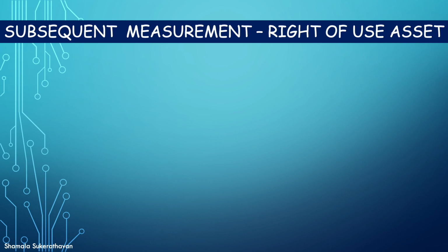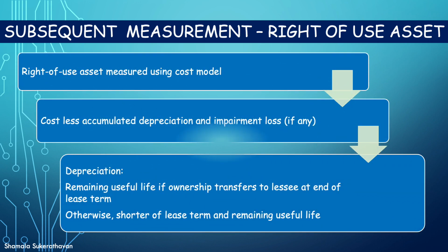A right-of-use asset measured using the cost model shall be carried at cost less accumulated depreciation and impairment loss, if any. Depreciation shall be calculated as follows. If ownership of the asset transfers to the lessee at the end of the lease term, depreciation shall be charged over the remaining useful life of the asset. Otherwise, depreciation shall be charged over the shorter of the lease term and the remaining useful life of the asset.